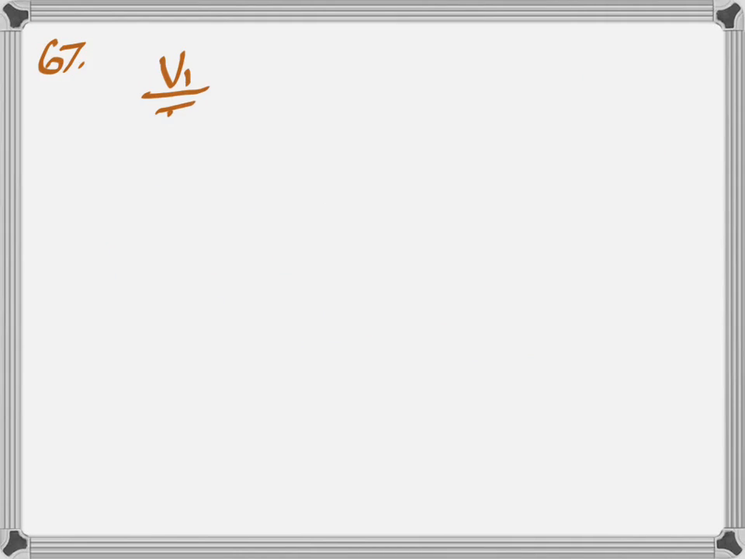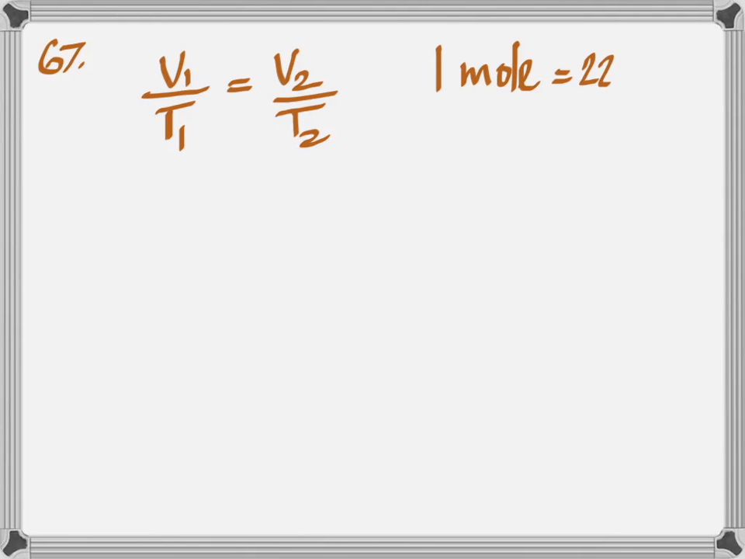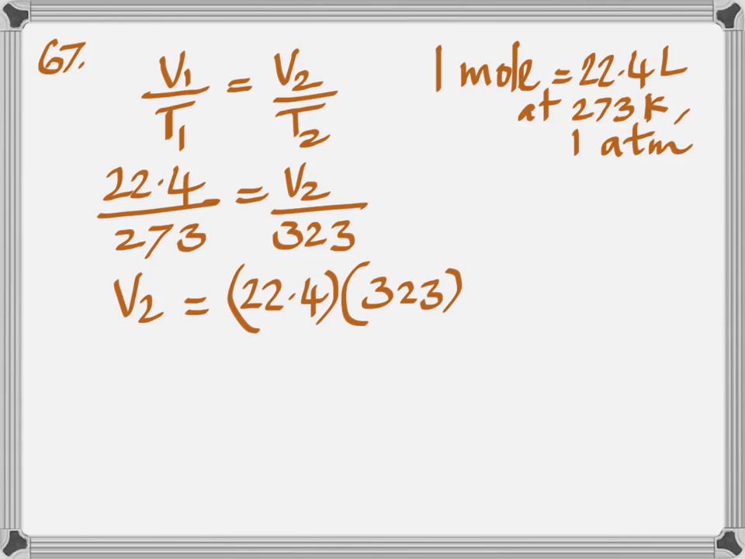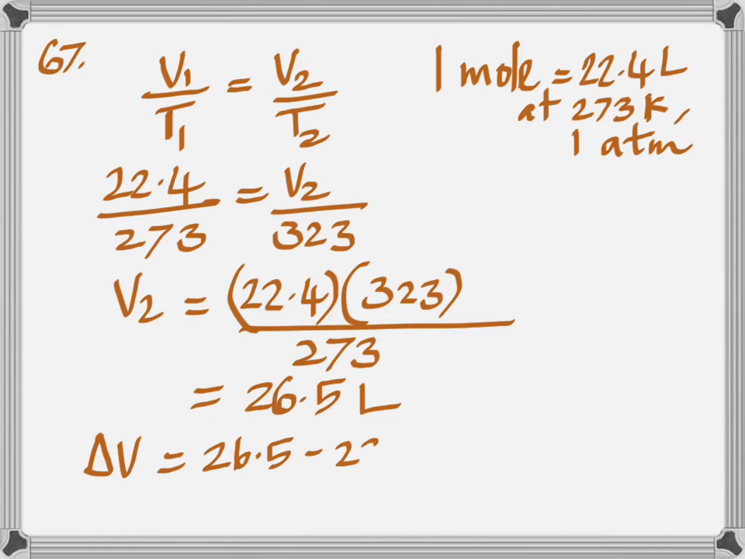Okay, so to do number 67, because it's constant pressure, you only have to do V1 by T1 is V2 by T2, isn't it? Will that work? Correct? All right, and then you have to know that 1 mole occupies 22.4 liters at 273 Kelvin and 1 atm. Substitute, find a new volume. Take the difference between the new and the old.